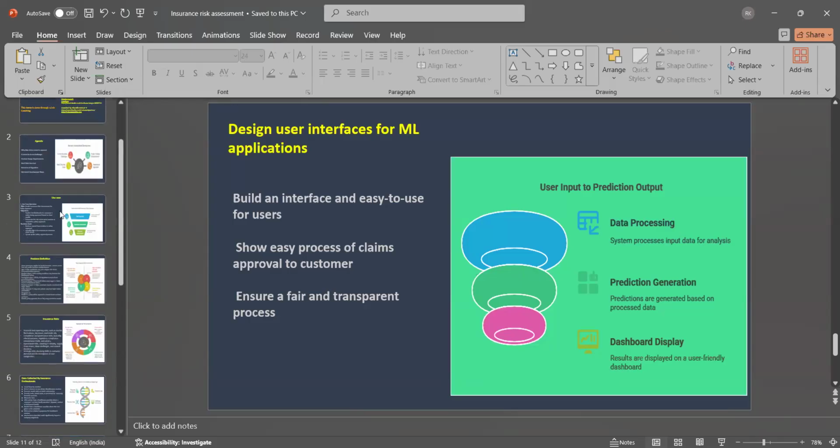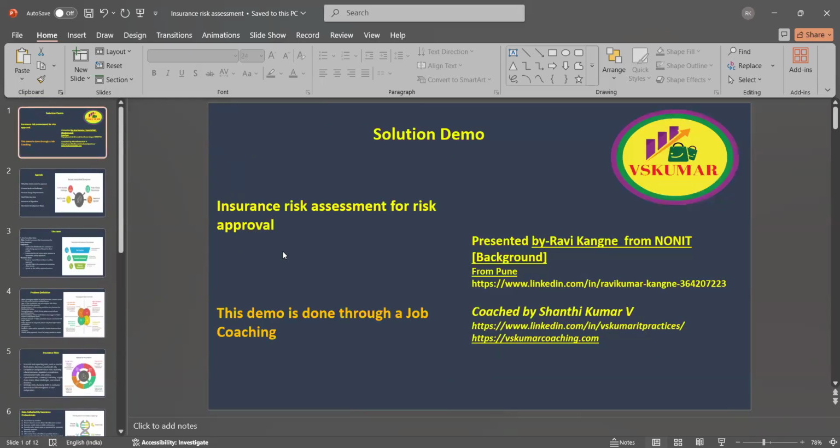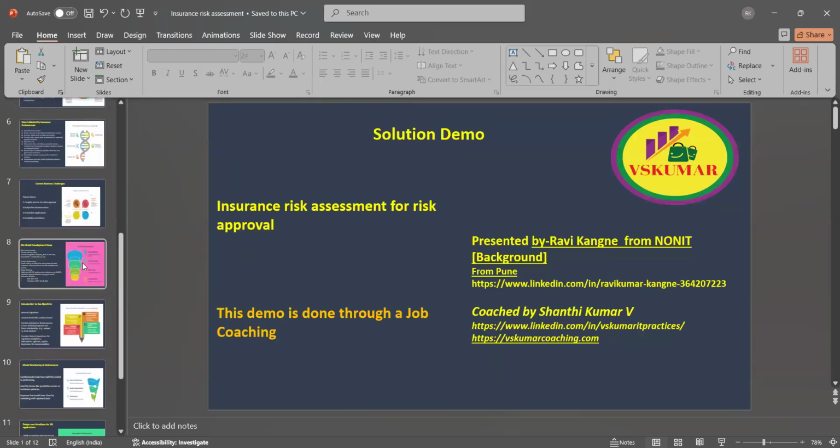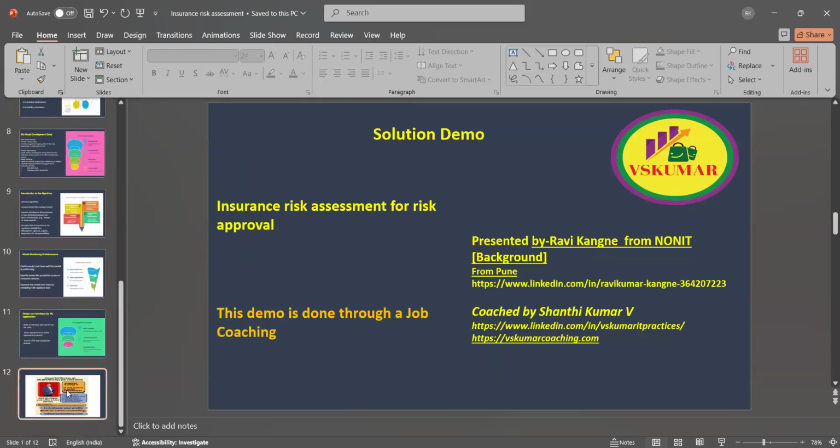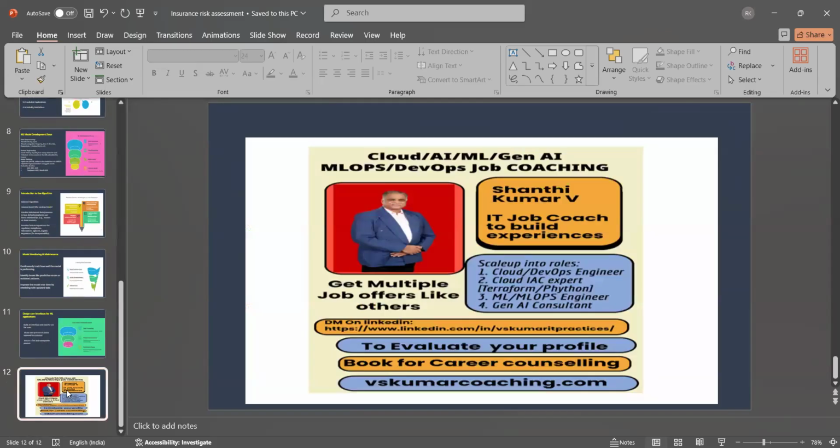So here is my online insurance assessment, to easily assess the risk about the customer and make the process easy for the claim amount.